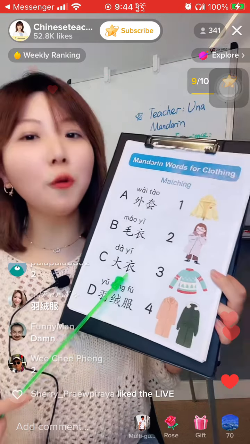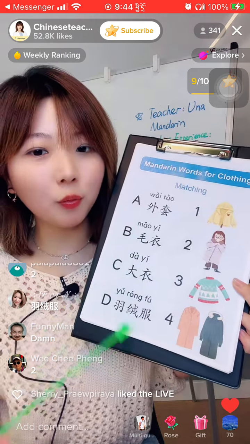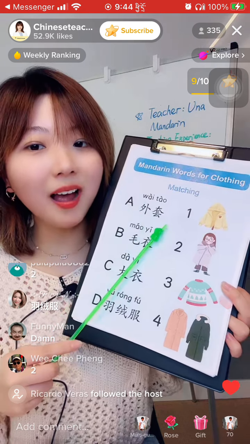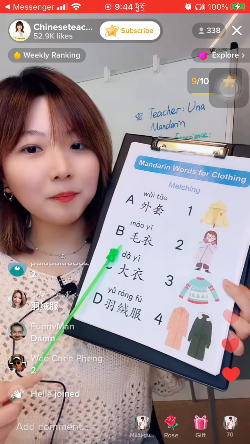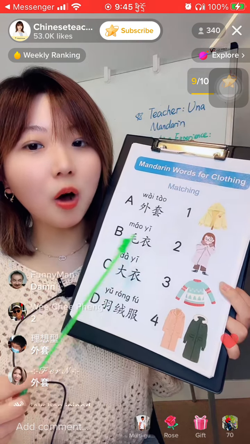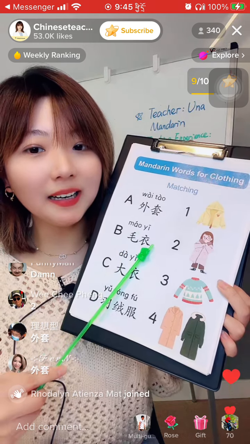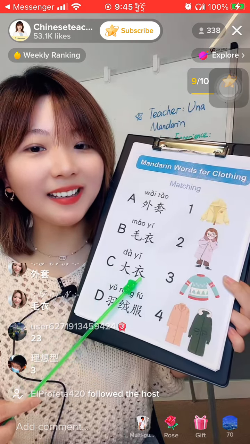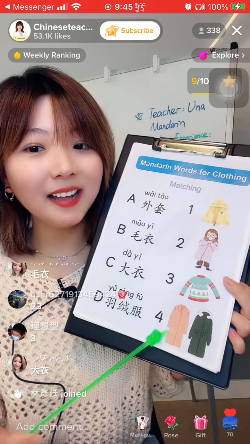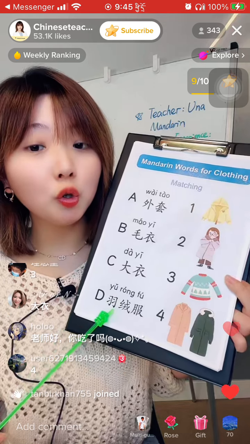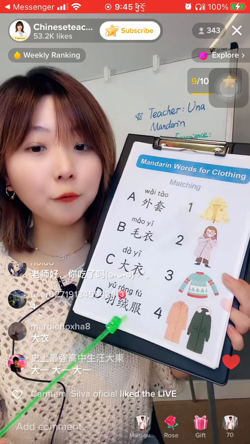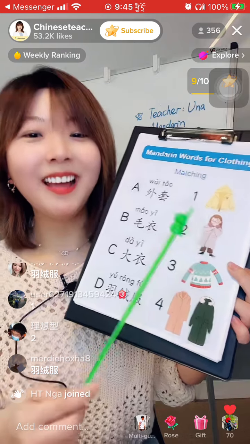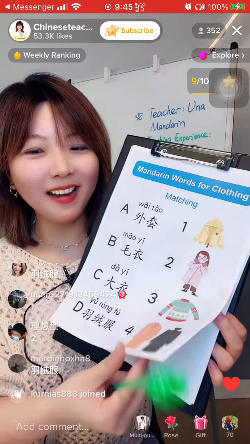Now, I need everyone to open your mouth and repeat after me, okay? Let's read the four words together. Ready? Go. 外套. That's number one. B, 毛衣. Sweater. C, 大衣. Number four. Last option, 羽绒服. Number two. Good job, everybody. Well done. Let's continue.